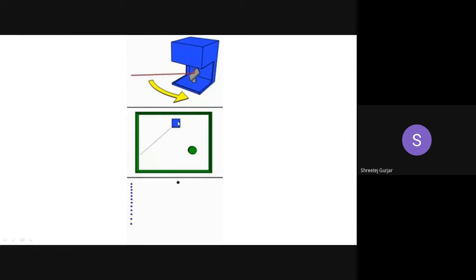In the second image, or the middle image, you can see a top view of the instrument. And you can see a light beam which is scanning. Okay, and we have a cylindrical object which is placed on the right hand side. When the light falls, you can see it traces out the boundary, it traces out the walls, right?